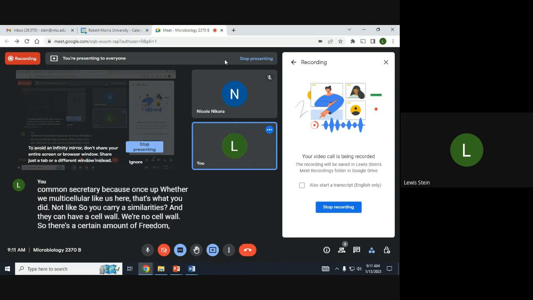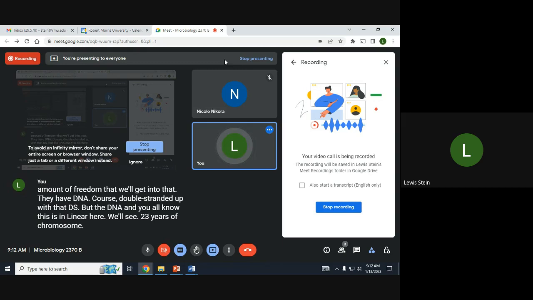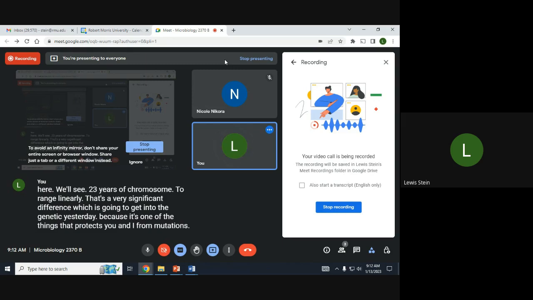We'll get into that. They have DNA, of course, double-stranded. I'll put that DS. But the DNA, and you all know this, is in pairs. Linear pairs. We've all seen it. 23 pairs of chromosomes. It's arranged linearly. That's a very significant difference, particularly when we get into the genetic aspect, because it's one of the things that protects you and I from mutations. Bacteria don't have that protection.